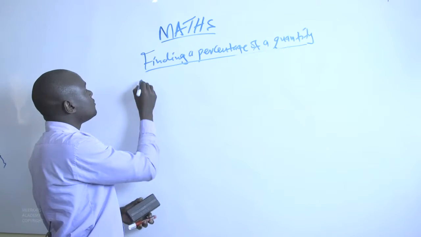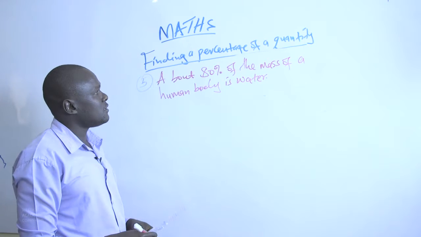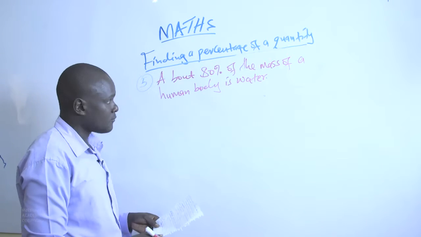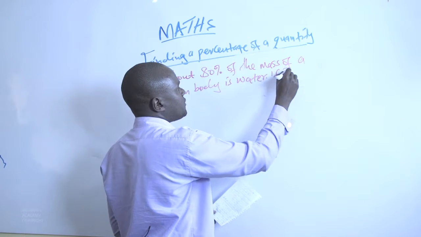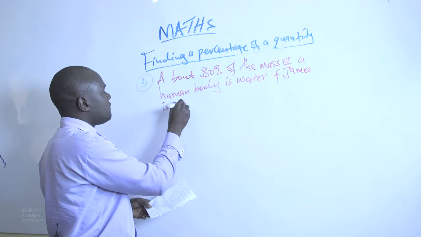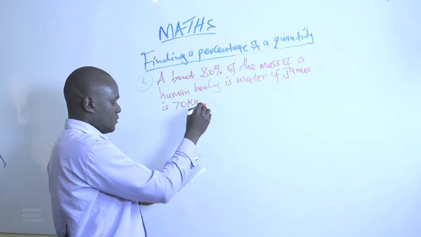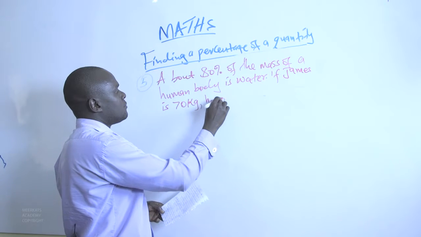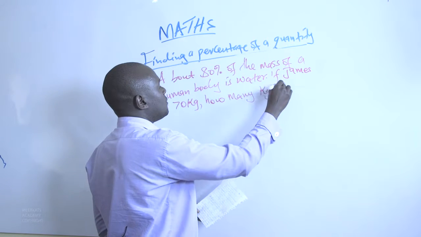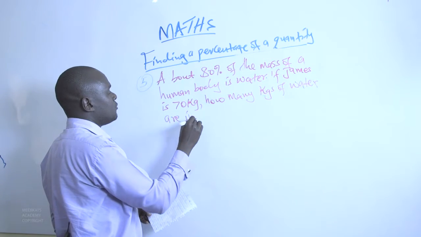Our next example, I will write it down. About 80% of the mass of a human body is water. If James is 70 kgs, how many kilograms of water are in his body?